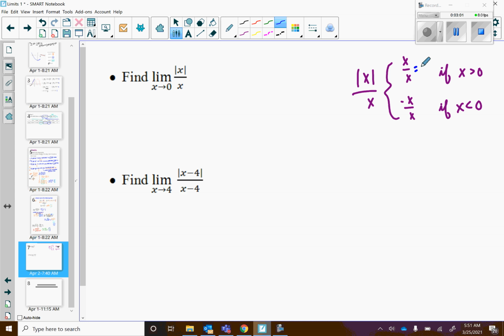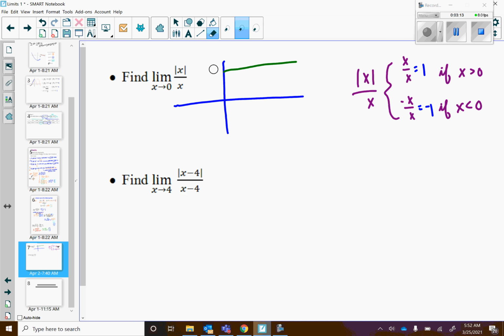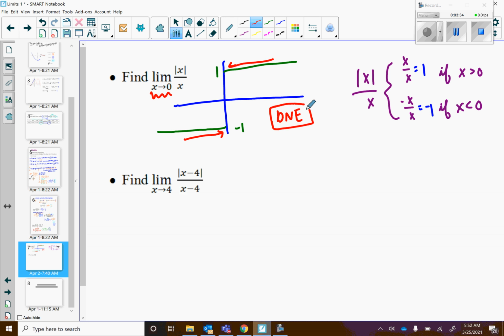X over x is really 1. Negative x over x is really negative 1. And so what does this graph look like? It's the line y equals 1 when x is positive, and it's the line y equals negative 1 when x is negative. And so if we want to find the limit as x approaches 0 here, what do we see? Well, as I come at 0 from the left, as I come at 0 from the right, I approach two different values. What would we say then? This limit does not exist.